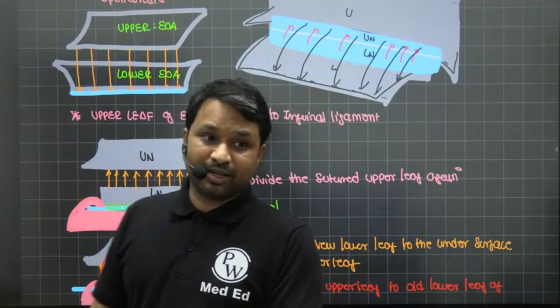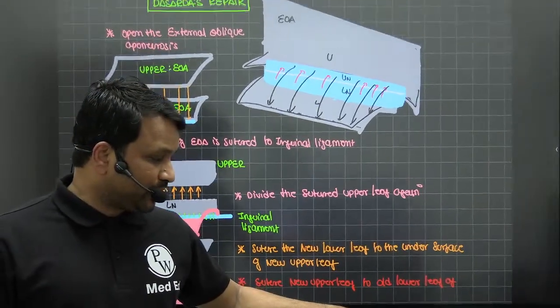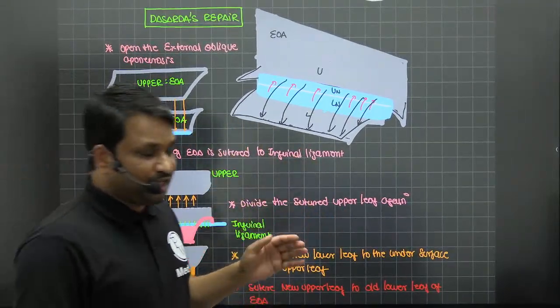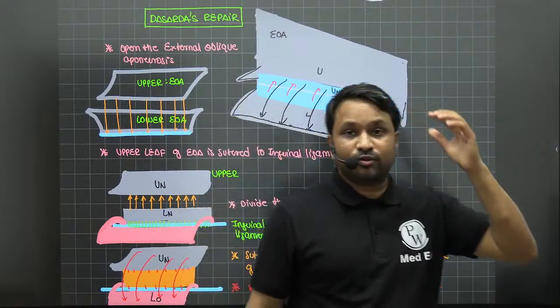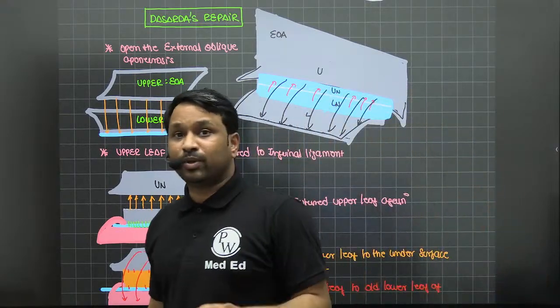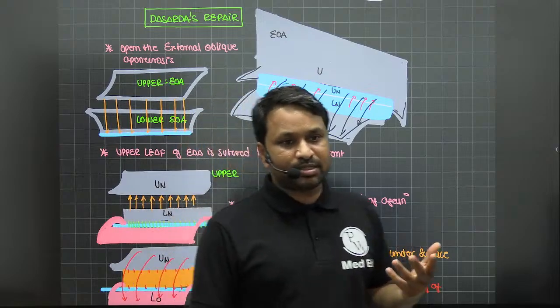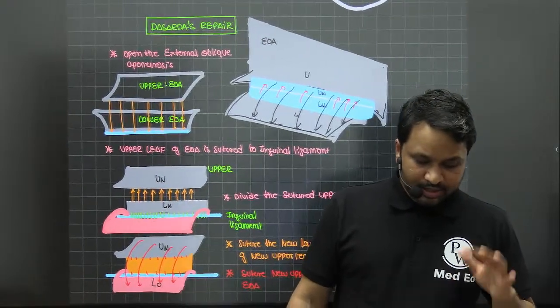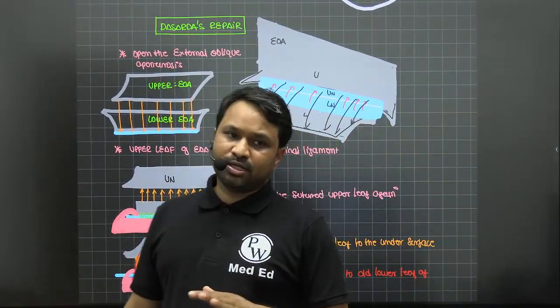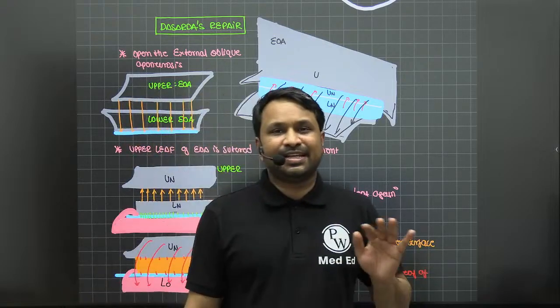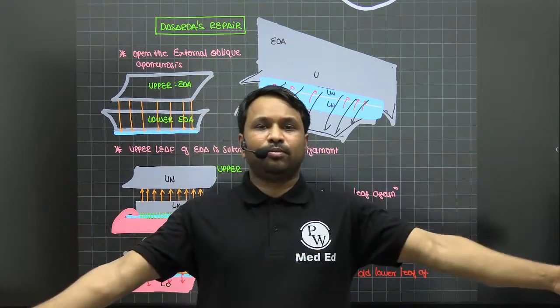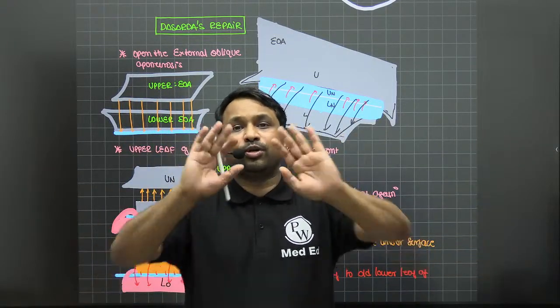If you understand Desarda's repair, it is one of the most complex repairs that you have. But again, it is very challenging in terms of performing technically. But once you have achieved it, it is as good as mesh repair. It is as good as mesh, right? So this is in the context of Desarda's repair. Lichtenstein tension-free mesh repair is the same. Open up the external oblique aponeurosis, reduce the hernia, put a mesh there.